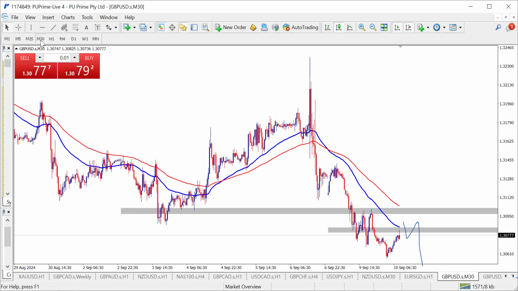Okay, so I'll be waiting for a shift of structure. Immediately I get a shift of structure, I'll be selling GBP USD. Remember, DXY is bullish, so GBP USD is just going to be bearish.